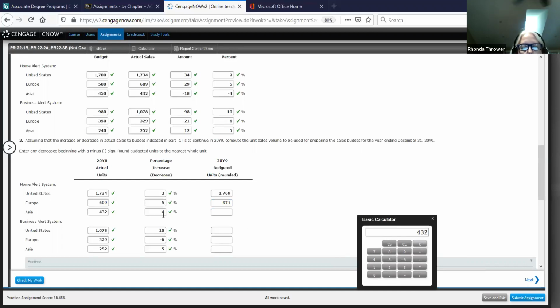432. Now notice this one is a negative amount. So I've got to subtract from 100% the 4%. So I'm going to multiply this by 96%, 0.96, excuse me. Gotta get that in there right. And that will give you 415 units rounded.